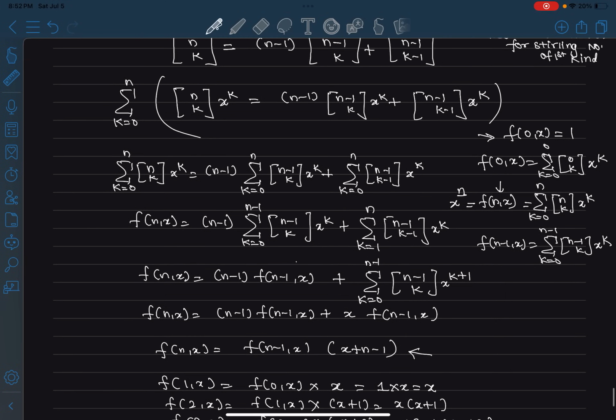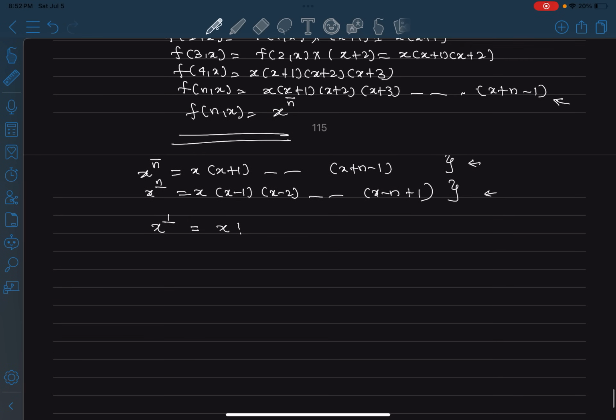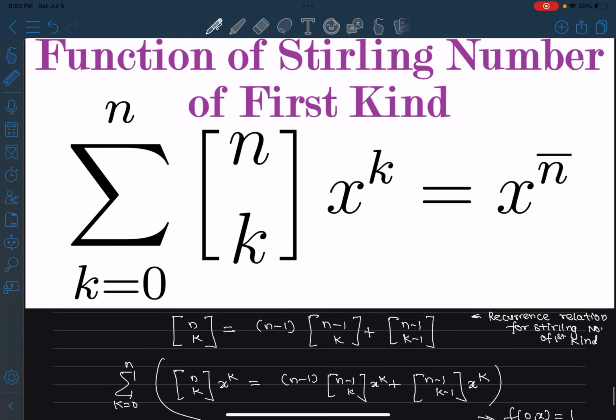Damn it, why do I always write falling factorial when I'm trying to write rising factorial? Okay, rising factorial. Rising factorial, yeah, good. Rising factorial, good.